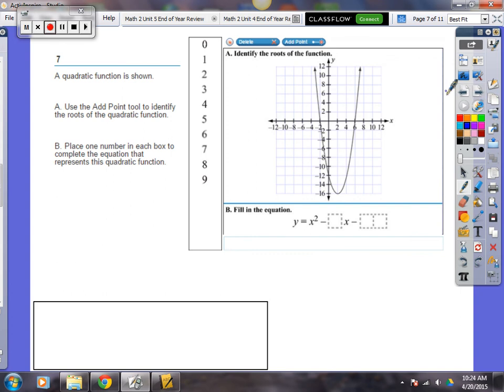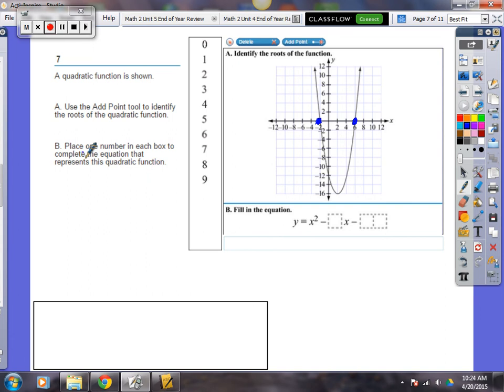Okay, 7. Quadratic function is shown. A, identify the roots. Okay, the roots are right here. The roots are at a negative 2 and at 6. So there are the roots. Okay, now, if we know the roots, this is actually going to be a piece of cake.